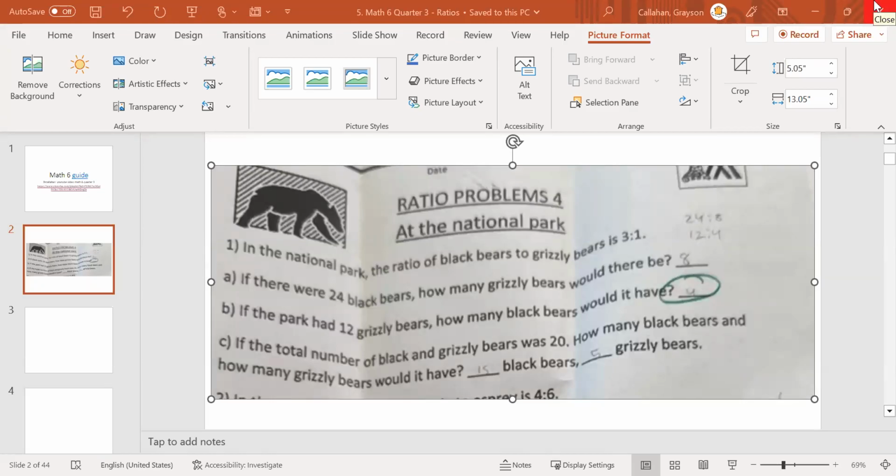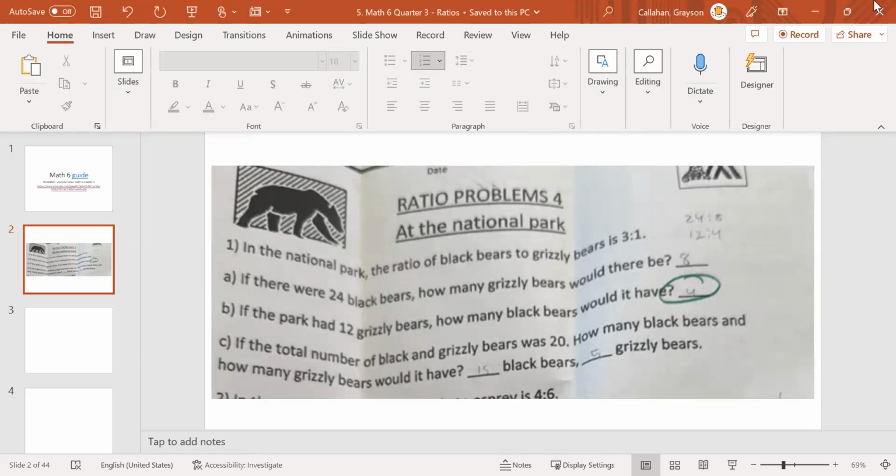Okay, so this is Thursday, week 3 for Math 6. It's going to focus on ratios. It says, in a national park, the ratio of black bear to grizzly is 3-1. So 3-1, black bear, grizzly bear. So BB and GB. Okay.